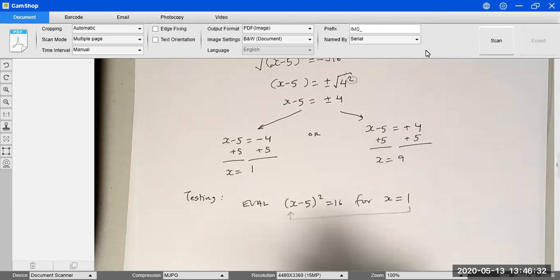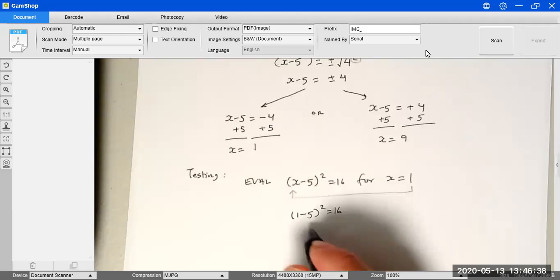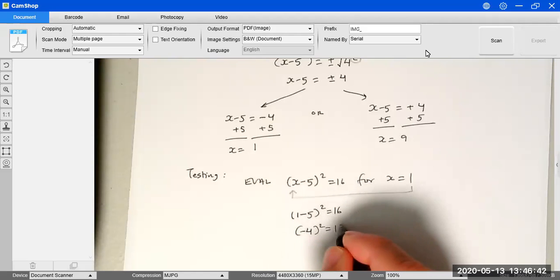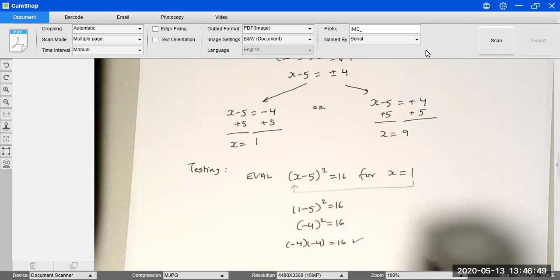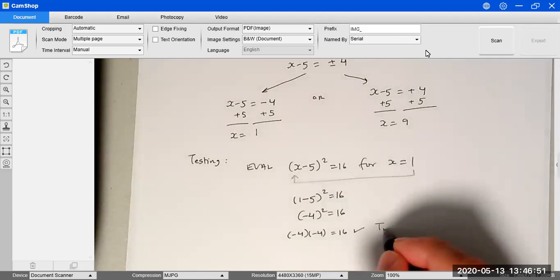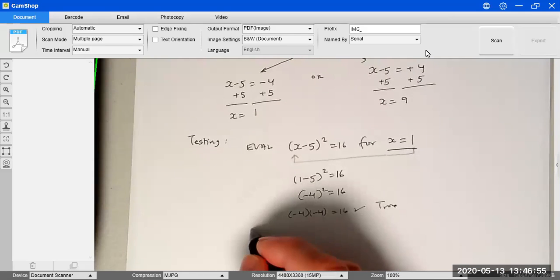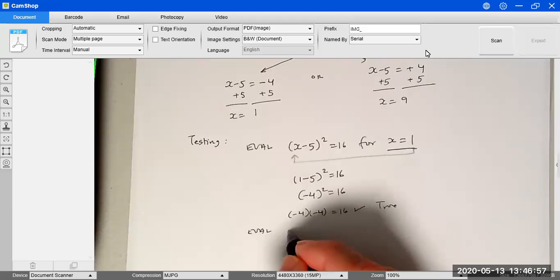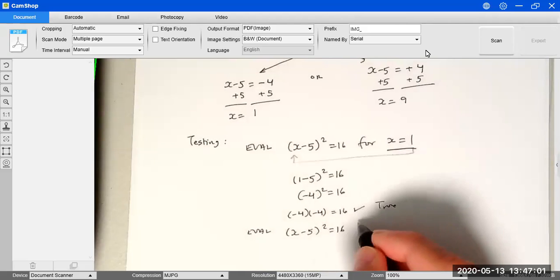So I'm going to write 1 minus 5 squared equals 16. So 1 minus 5 is going to be negative 4 squared equals 16. Negative 4 times negative 4 is going to be 16. So this is true. That means that this is a solution. Let's check the other one. We need to evaluate, again, the original equation, x minus 5 squared equals 16.